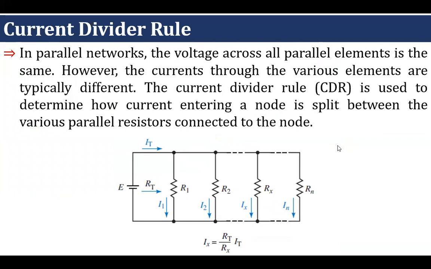Now similarly we have the current divider rule. If resistors are connected in parallel, we can easily find the current through a particular or individual resistor.